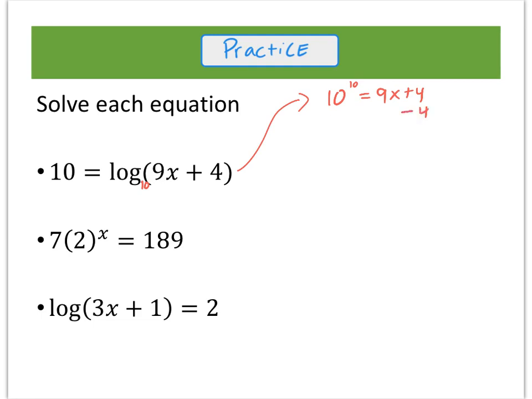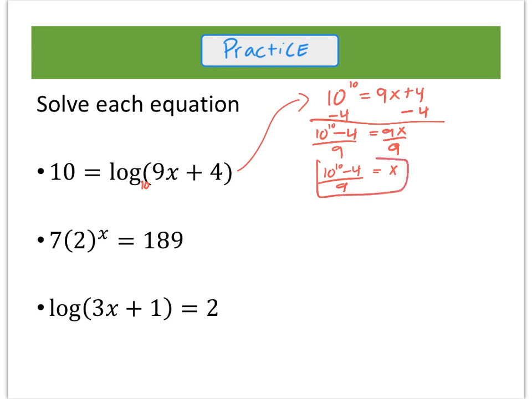I'm going to subtract 4 from both sides. So I get 10 to the power of 10 minus 4 equals 9x, and we'll divide by 9. So x equals (10 to the power of 10 minus 4) divided by 9. This is just a gigantic number, and so you can put that into a calculator, but the same idea applies.